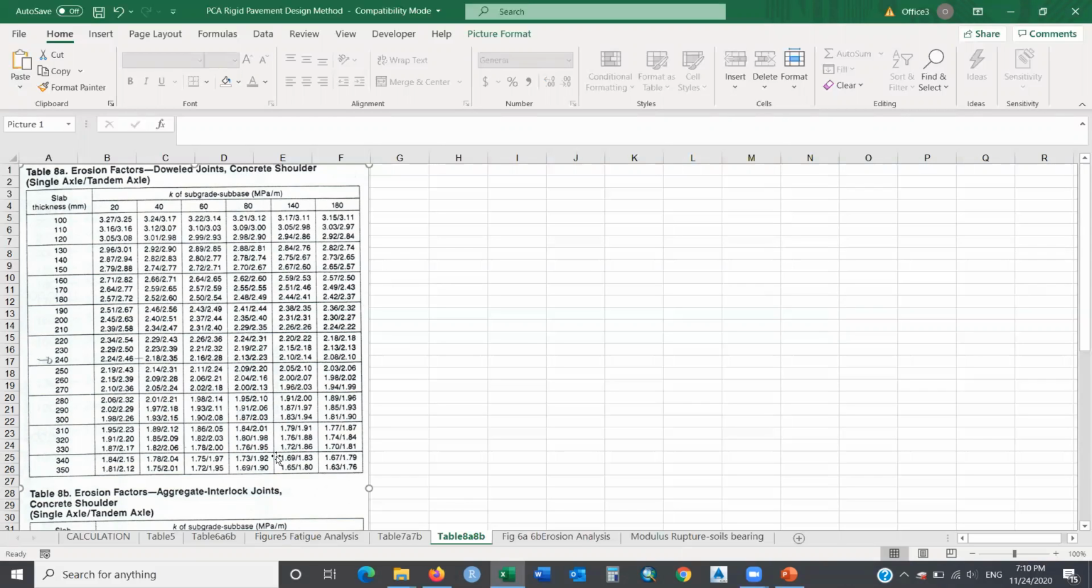So concrete shoulder is the same. One has dowel joints and the other one doesn't have the dowels on the joints. It has an interlock. So it is like a tooth kind of style to lock in the slab. But that is not a load transfer mechanism. So this is no dowels. The 8B is no dowels, and the 8A is yes dowels.